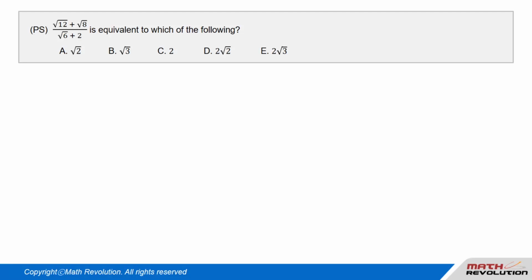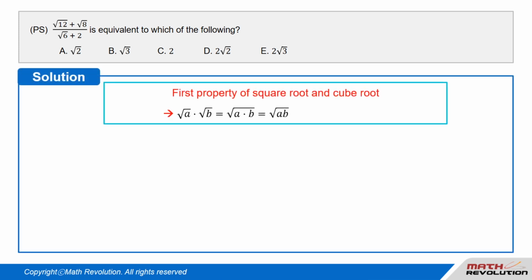Question: The square root of 12 plus square root of 8, whole over square root of 6 plus 2, is equivalent to which of the following? Solution. Let us talk about the first property of square root and cube root.